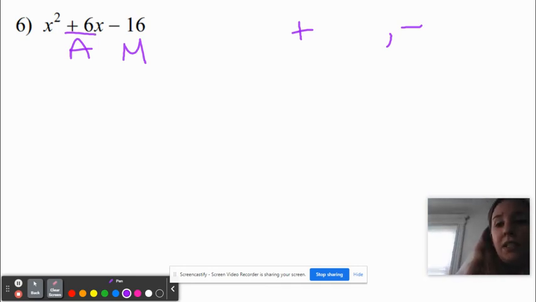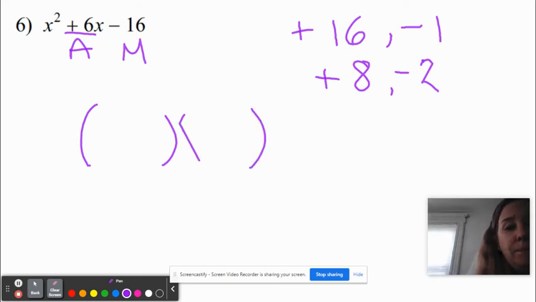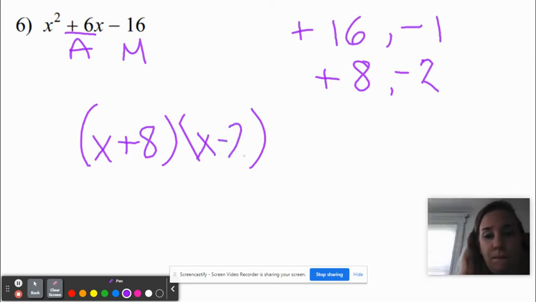So let's say 1 and 16, but that adds to 15, right? 16 minus 1. Okay, not going to do it. How about 2 and 8? 8 minus 2, 8 plus negative 2, whatever, is 6. We got it. So x plus 8, x minus 2.